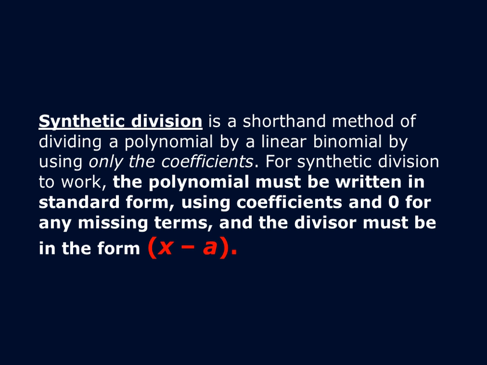For us to do this, there are some very important things we need to know. First, the polynomial must be written in standard form using coefficients and 0 for any missing terms, and the divisor must be in the form of x minus a. That's important. x minus a.